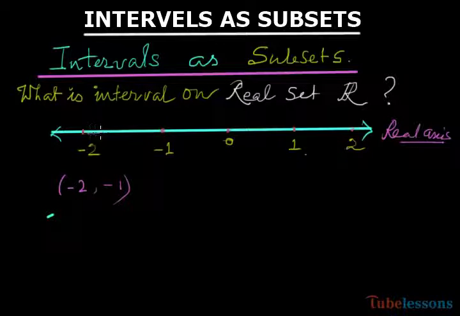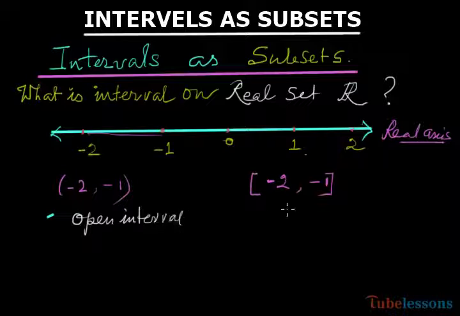that means this region. And we can express this in two ways. Minus 2 to minus 1. See, look at the brackets. Here the first bracket is a round bracket, and this is called an open interval, and this, with square brackets, is called a closed interval.